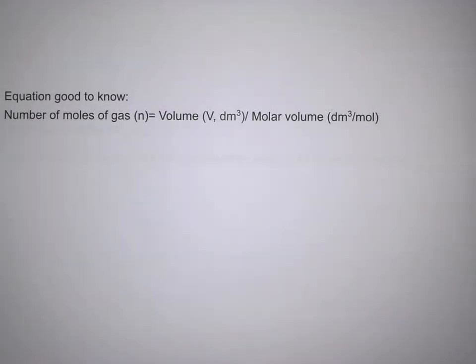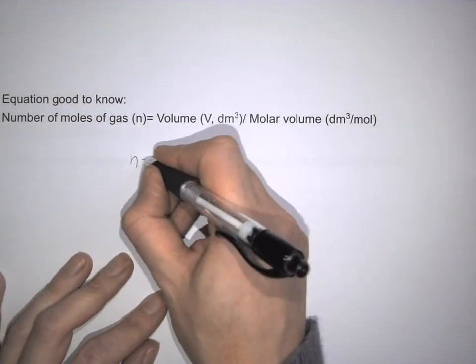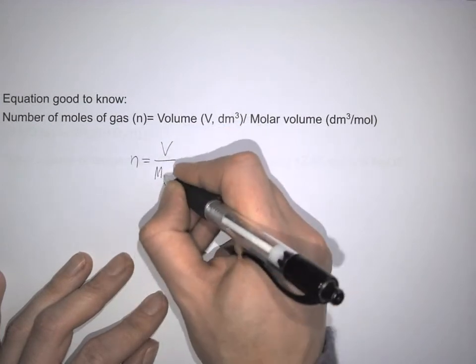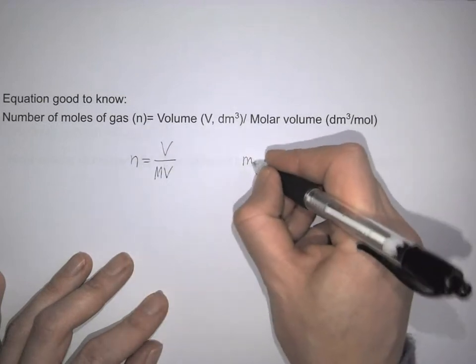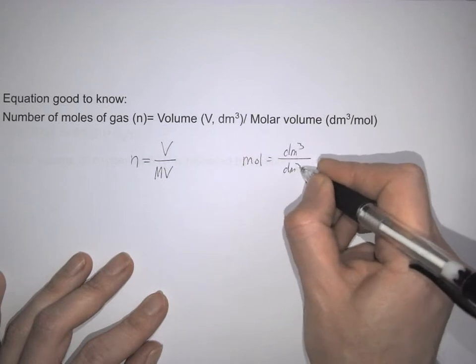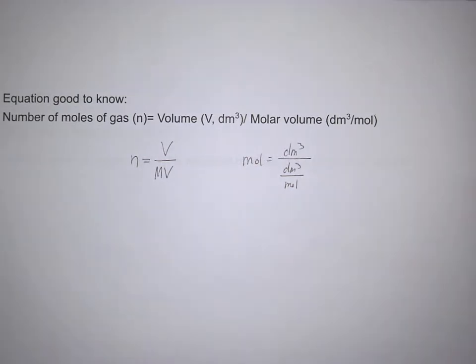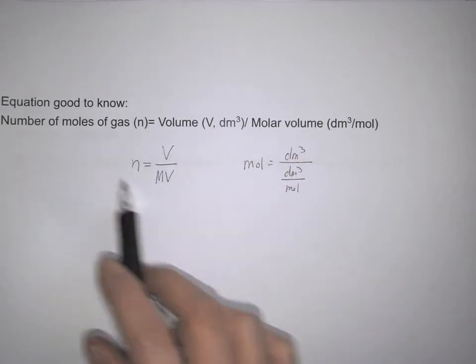Another thing I want to go through is an equation that is good to know: n, the number of moles of a gas, is the volume divided by the molar volume. And you can also see that in the units: mole is equal to cubic decimeter divided by cubic decimeter per mole. And then you can find out the moles. We'll come back to this later.